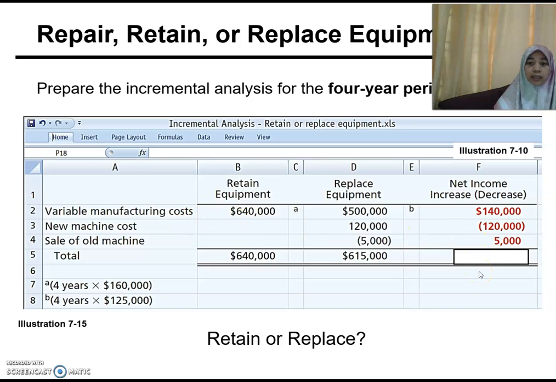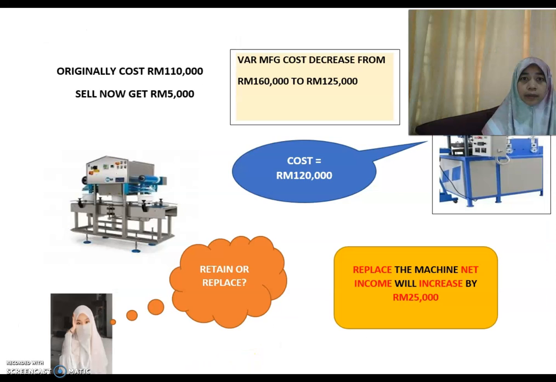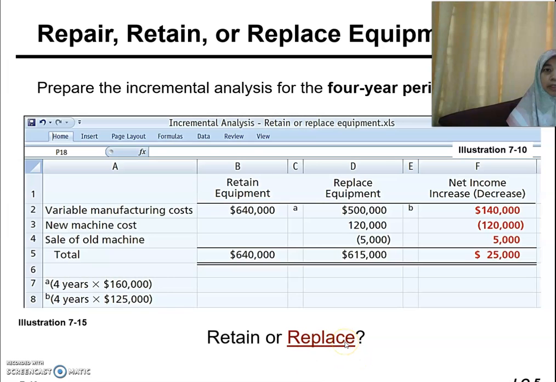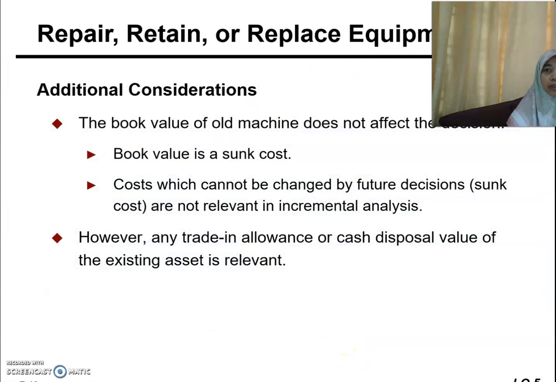So the net effect is that you will get a net increase in your income. Net income will increase by 25,000 if you were to replace the machine. So what is your decision? Your decision will be to replace the machine, because the net income will increase by 25,000. Okay, replace the machine.